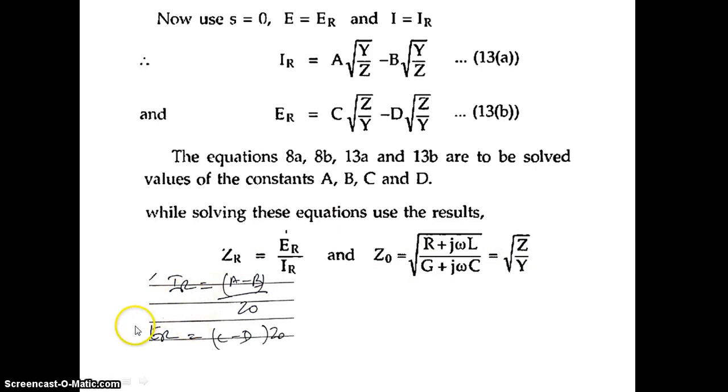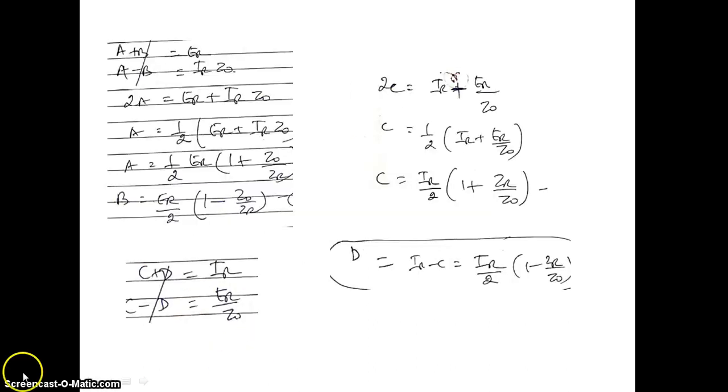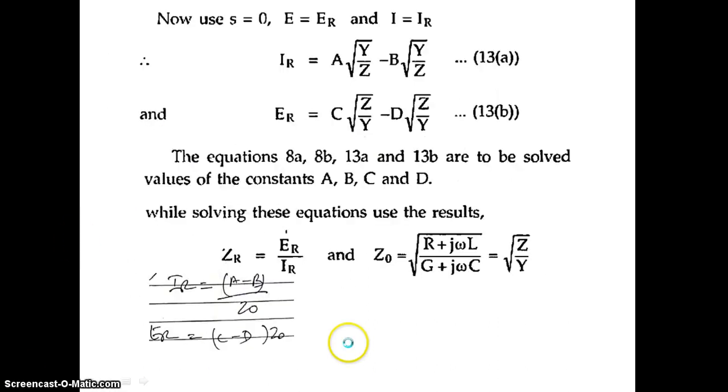So now for IR, we substitute root of Y by Z equal to 1 by Z0. Now we have A by Z0 minus B by Z0, so IR equal to (A minus B) by Z0. Similarly here, C Z0 minus D Z0, so ER equal to (C minus D) into Z0. So we are arriving at these two equations. Similarly, you use these four equations and solve.